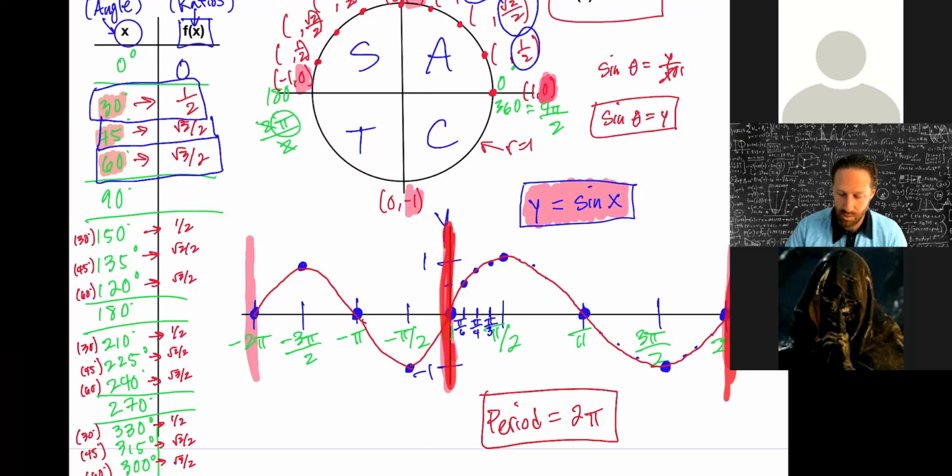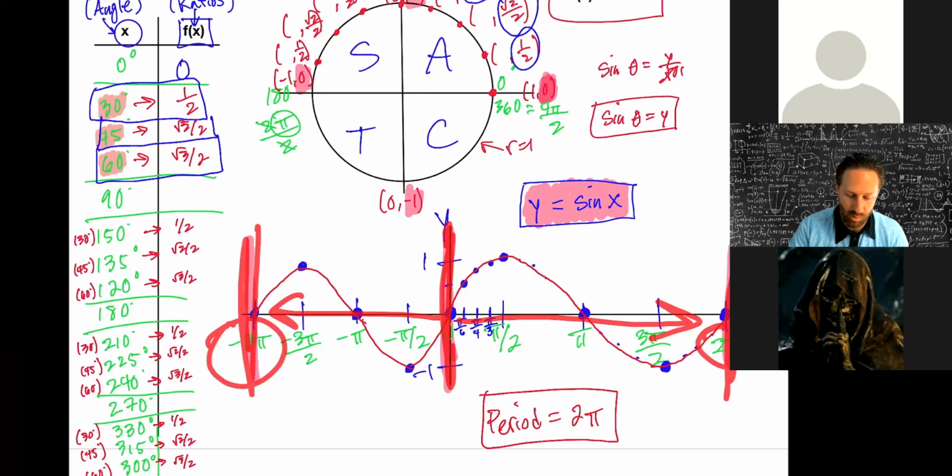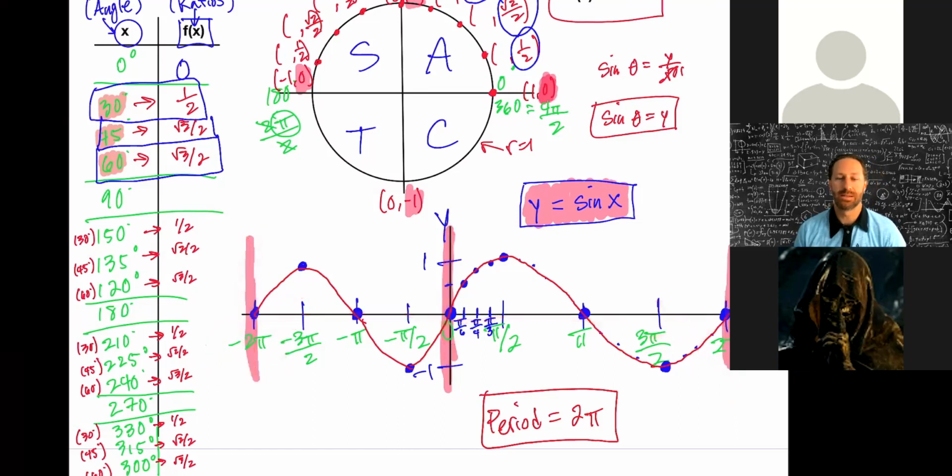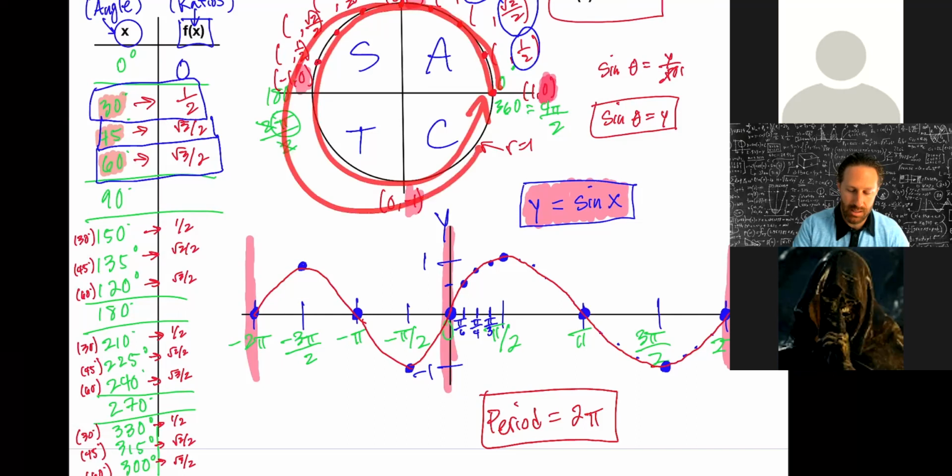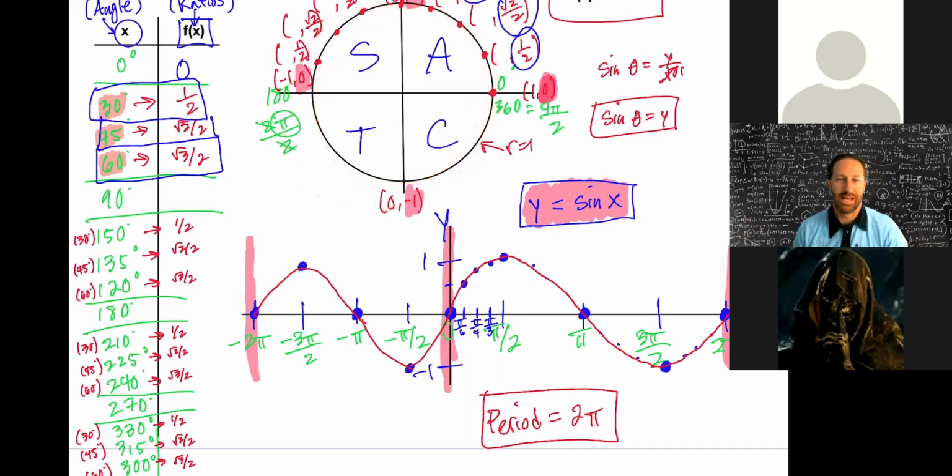One full circle. Whether it's positive 2 pi or negative 2 pi, it takes one full circle to repeat itself. Makes sense though, right? One full circle. Because if I go again, it's going to be the exact same thing. It's the exact same circle.